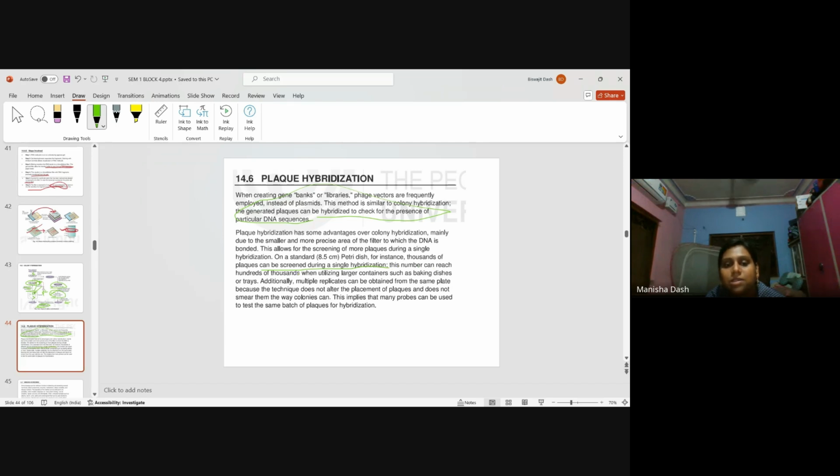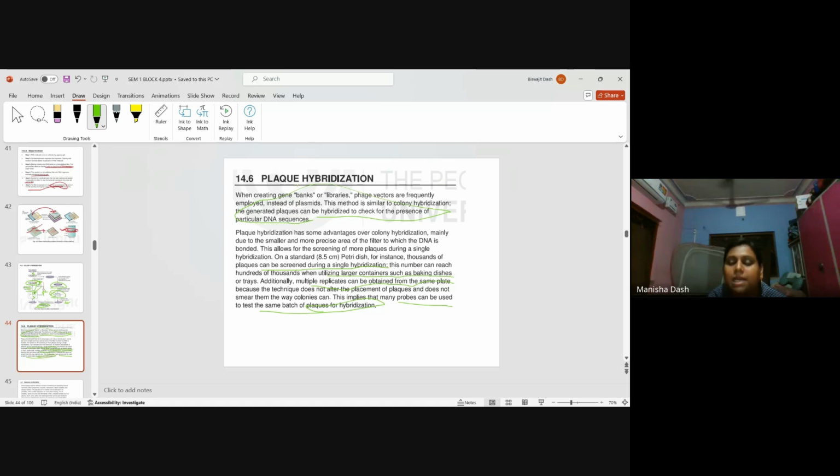The number can reach hundreds of thousands when utilizing larger containers such as baking dishes or trays. Additionally, multiple replicates can be obtained from the sample plate because the technique does not alter the placement of plaques and does not smear them the way colonies can. This implies that many probes can be used to test the same batch of plaques for hybridization.